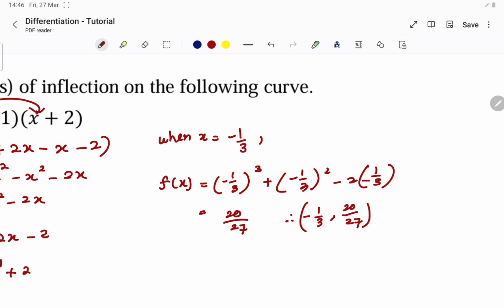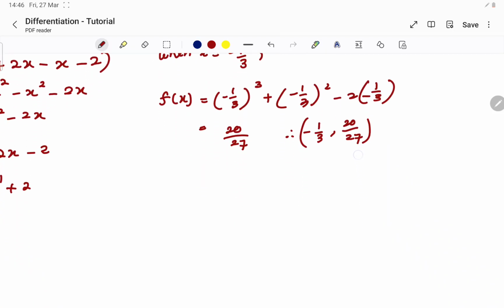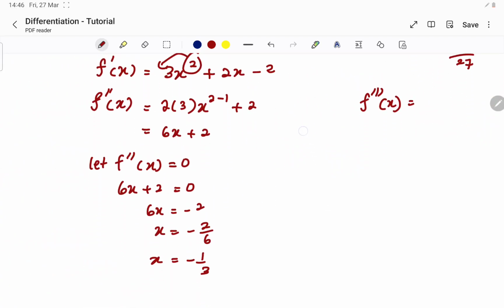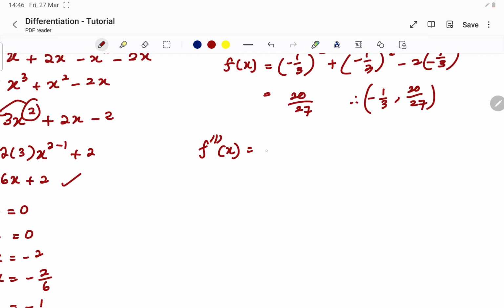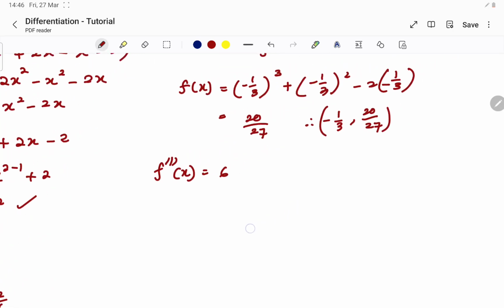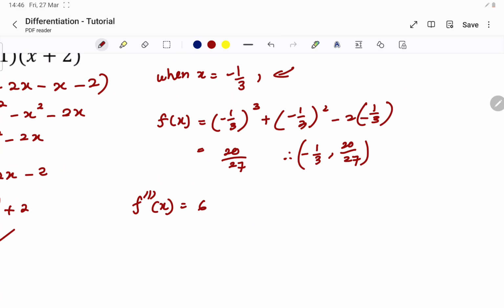But then we don't know whether this point is an inflection point or not, right? So we have to differentiate the third time. From this 6x plus 2, we differentiate, and you're going to get 6x differentiates to 6, and 2 differentiates to 0. So 6. So what you have to do is substitute the value of x, which is negative 1 over 3.